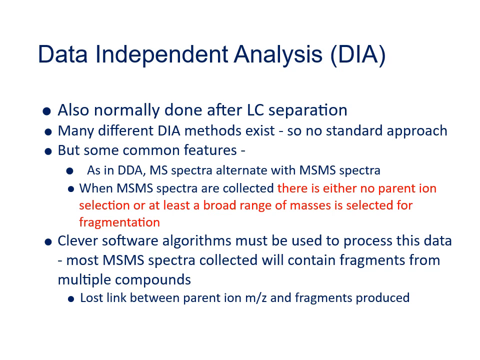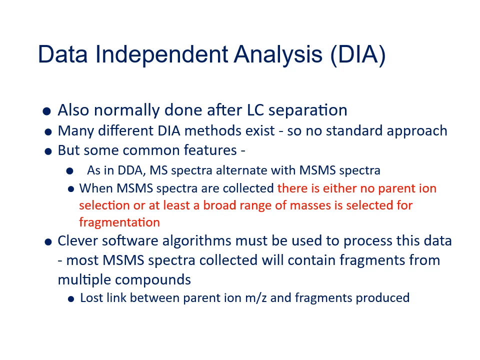The alternative to data-dependent analysis is data-independent analysis, and this is normally also done after LC separation. And it's called data-independent mass spectrometry because the selection of which masses to fragment is independent of the data in the preceding mass spectrum. There are a very large number of different DIA methods, and so you can't really say there's a standard approach. And indeed there's so many different ones that we can't possibly go through them all in detail in this module. But there are some common features.